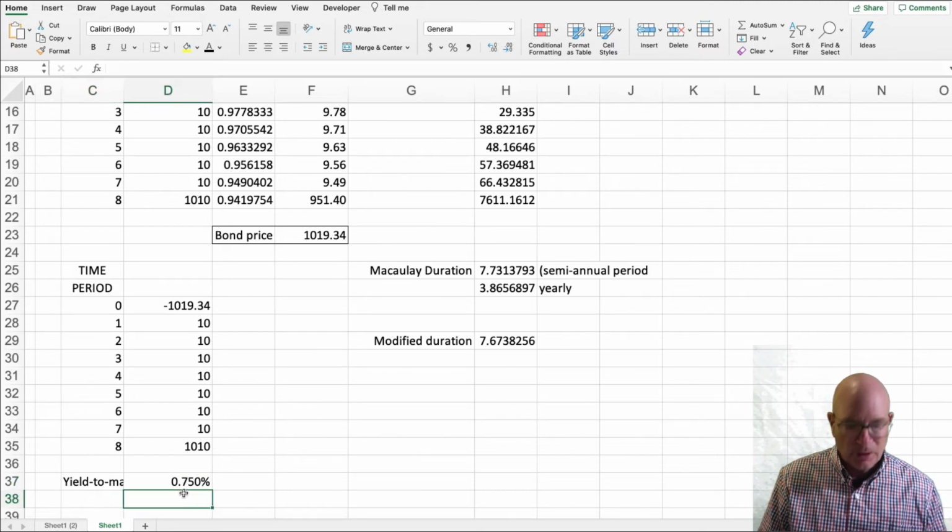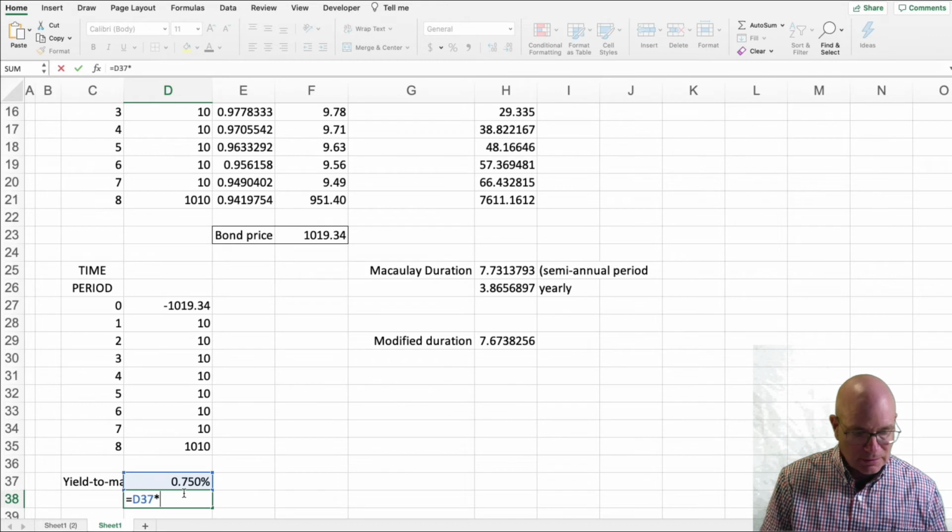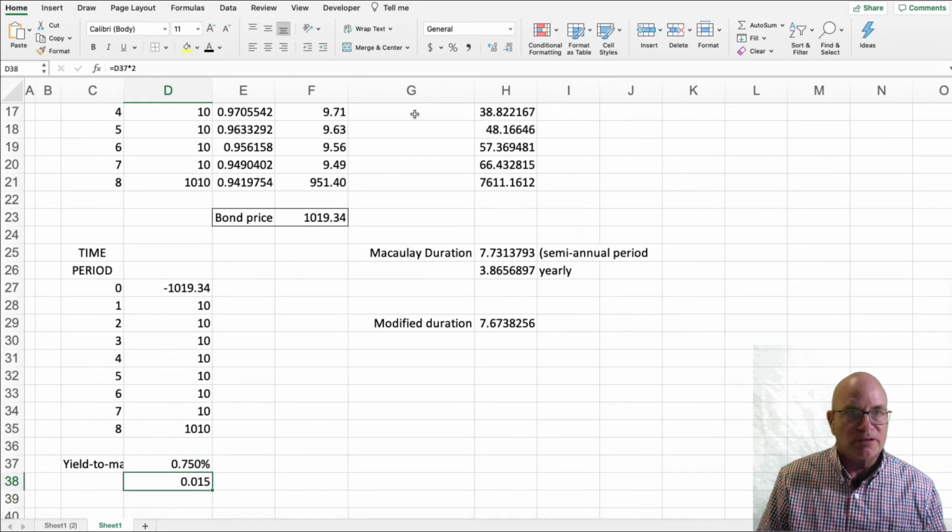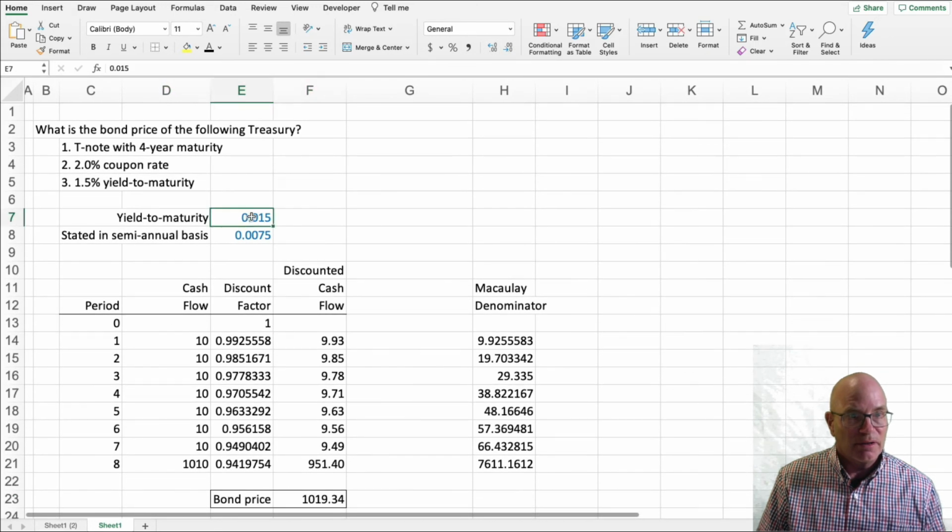So let's now put it on a yearly basis, 1.5%. All right, that happens to be the same thing that we started with here.